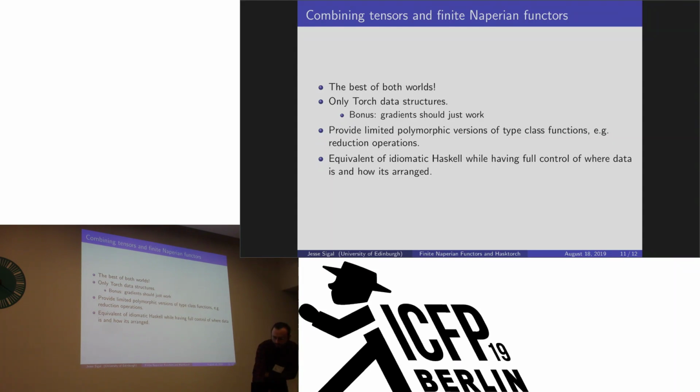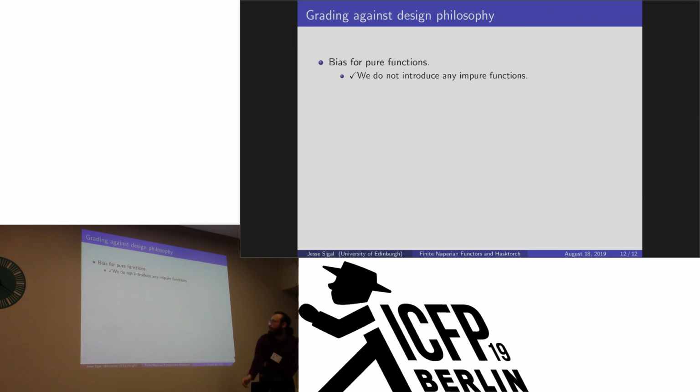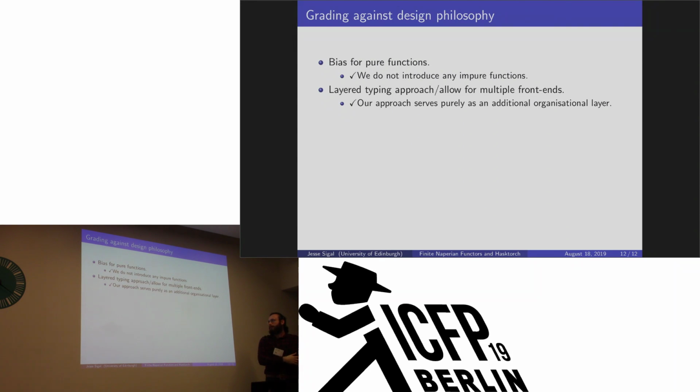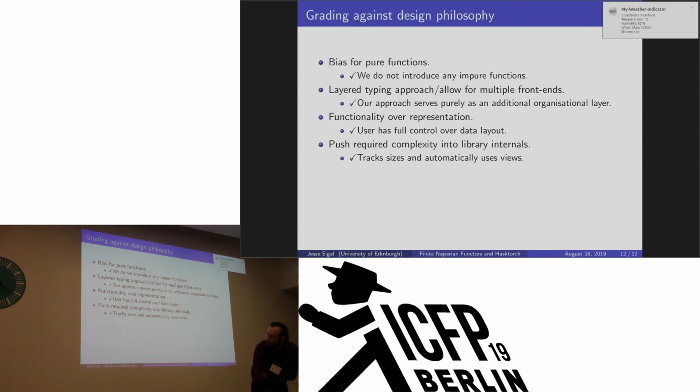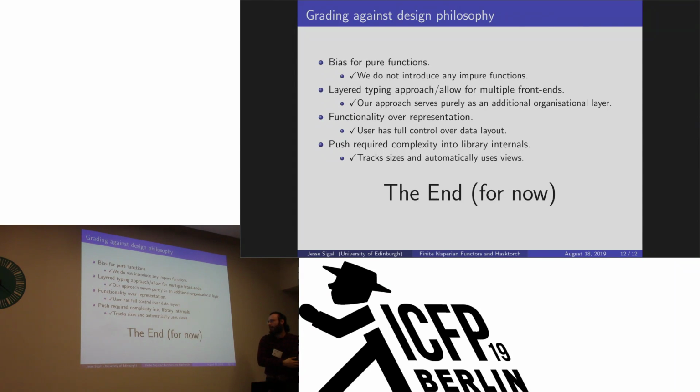So let's grade against the design philosophy. Well, we didn't introduce any impure functions. Okay, good. We created purely an outer layer, so we didn't force any opinions on anyone else. The user has full control over the data layout, and also automatically uses memory views instead of copying stuff around. And finally, we track the sizes and automatically use views and automatically put data in the right indices and allow you to go back and forth. And yeah, that's everything for now. Basically, the next step is to try and write a compelling example which doesn't break somehow.